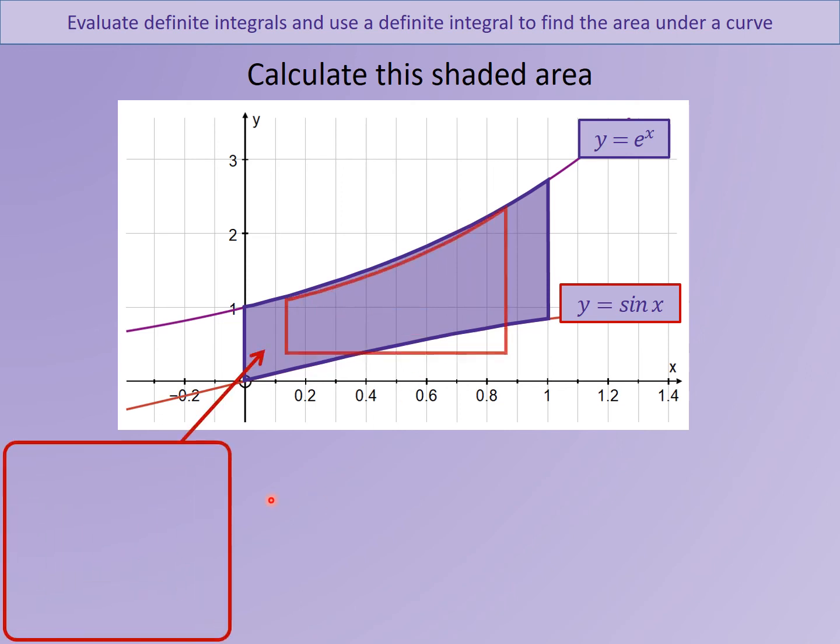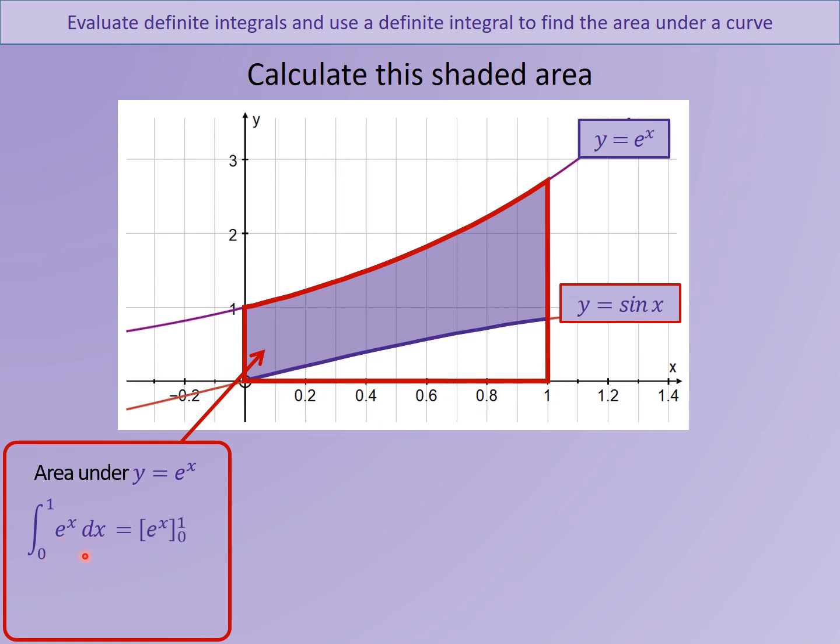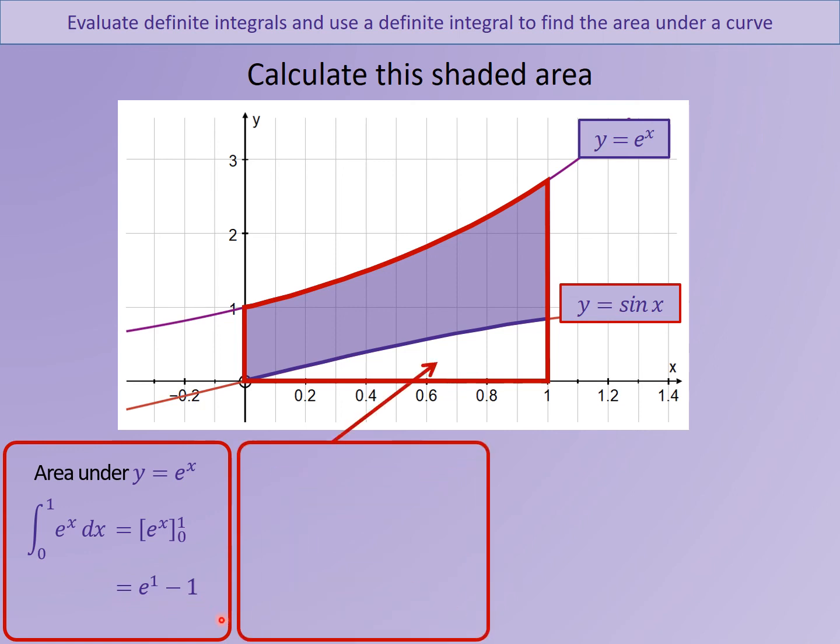So the first thing I'm going to do is work out that full area under e to the x. And if I do that, I integrate between 0 and 1. I know the integration of e to the x is just e to the x because that does not change under differentiation or integration. They're exactly the same function. So e to the x between 1 and 0 is just going to get me e to the 1 minus 1, and that's good enough. Okay. Right. What about the area under sine x though?